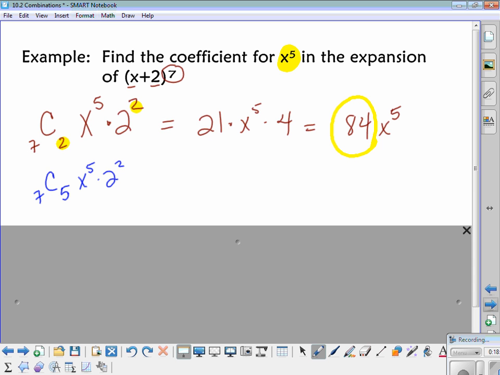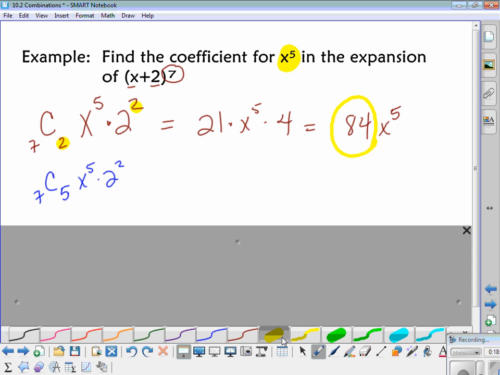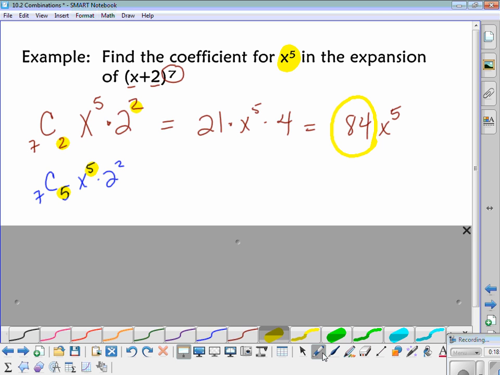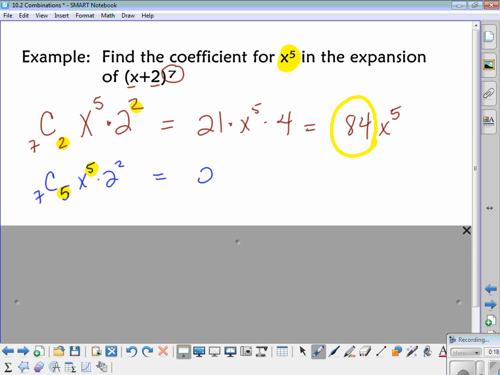As long as if you're doing something to the fifth power, you need to have either a 5 or a 2 down there. Okay, so that'll actually work also. You still end up with 21 times 4 times x to the fifth. So.